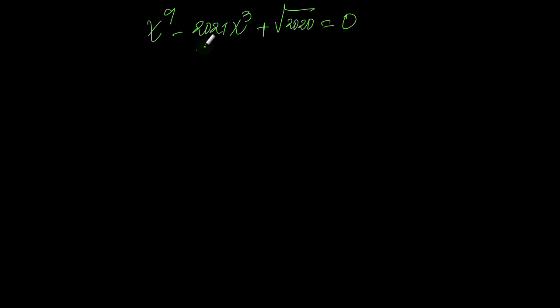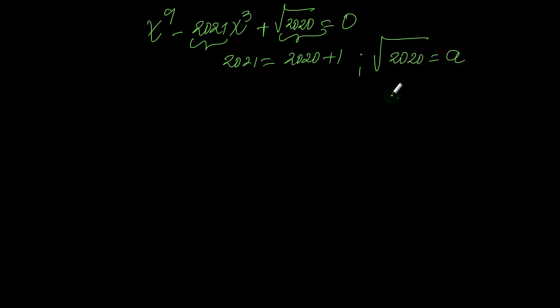First of all, we see 2021 here and we see 2020 here, right? So 2021, guys, we can write this as 2020 plus 1. Okay, so now I'm going to make a substitution: square root of 2020 equals a. So this is greater than 0, which means that a has to be greater than 0. Squaring both sides of the equation, we're going to have 2020 equals a to the power of 2.